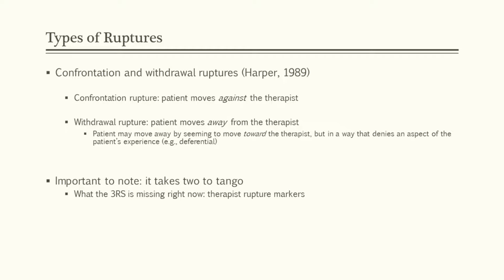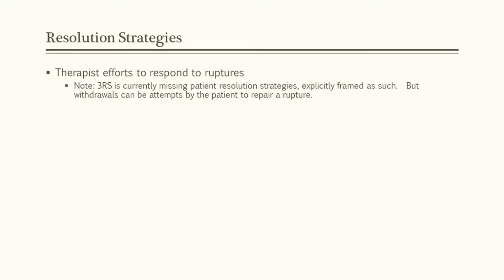So in addition to the rupture markers, the 3RS also has a section for resolution strategies. And this is where we're trying to capture the therapist's efforts to respond to ruptures. So we have a list of various strategies therapists may use to respond to a rupture. This list also is probably not perfectly exhaustive. So you may find, if you're coding a different therapeutic approach than what we have experienced coding, there are things therapists do in that approach that we don't have a good code for. Please let me know, because I think it would be really great if we could refine the list of strategies and make sure that it really captures all the different things therapists do to address ruptures.